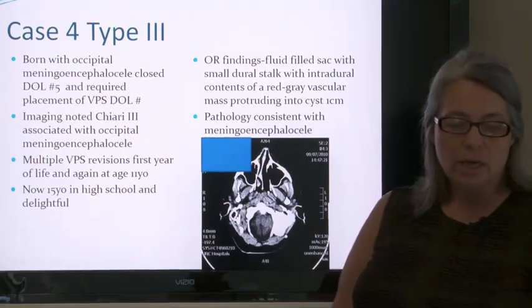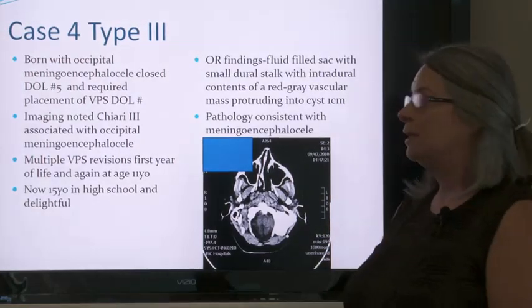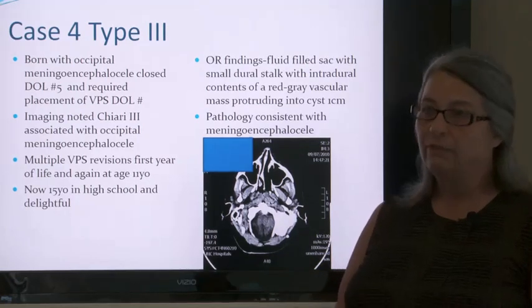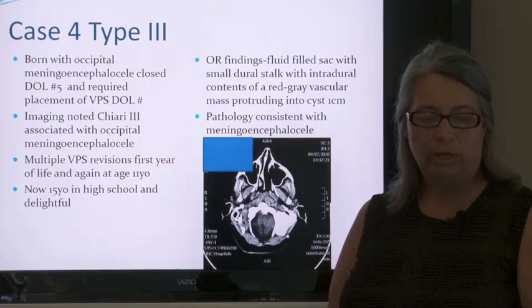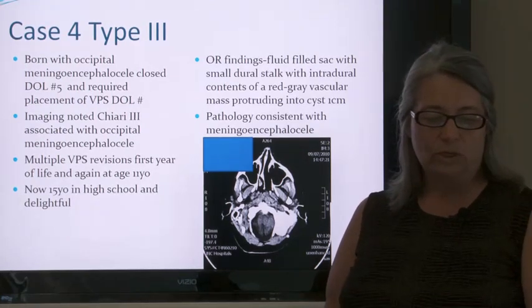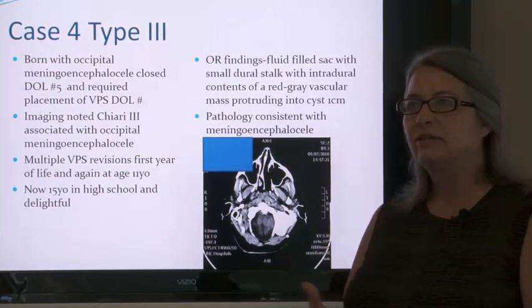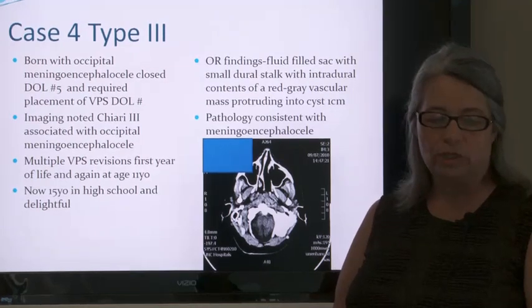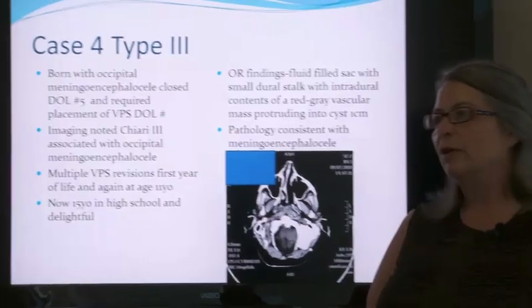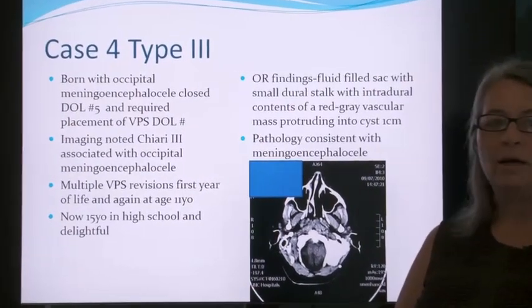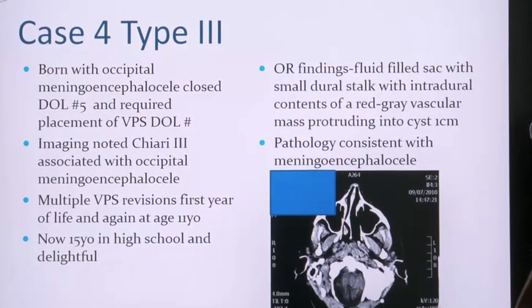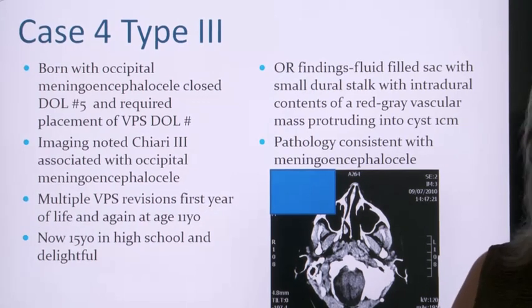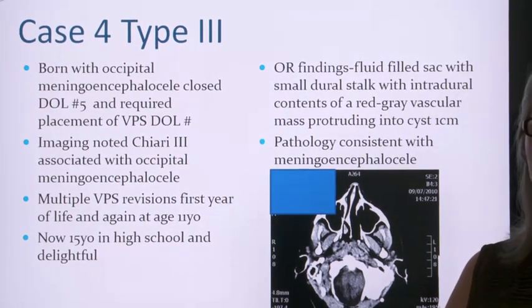Case 4 is a child who's not an infant now, but he was born with type 3 Chiari malformation, which is a meningoencephalocele in the occipital cervical region. Generally, this is very rare and it yields a very high morbidity and mortality. This young man has done very well. He is a teenager in high school. He does have some delays.